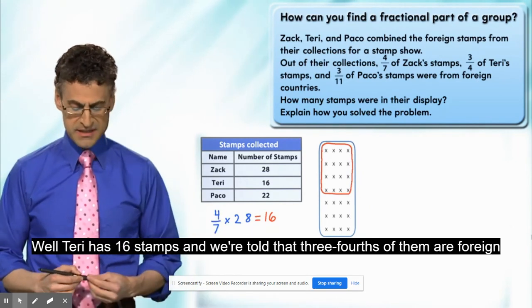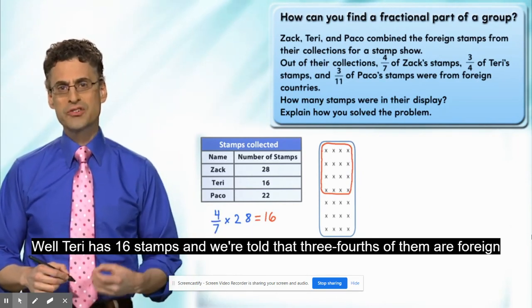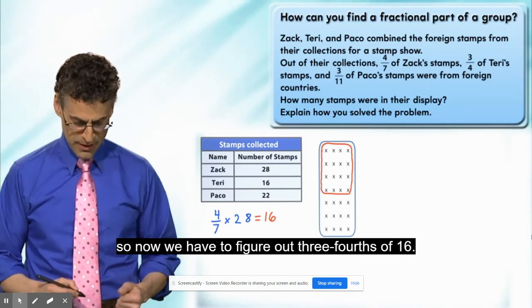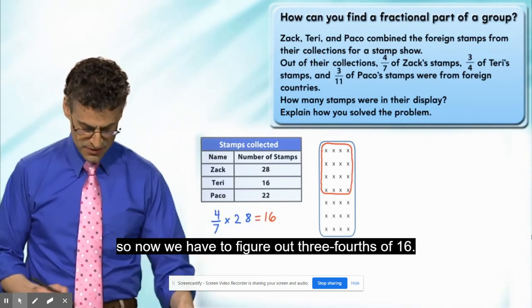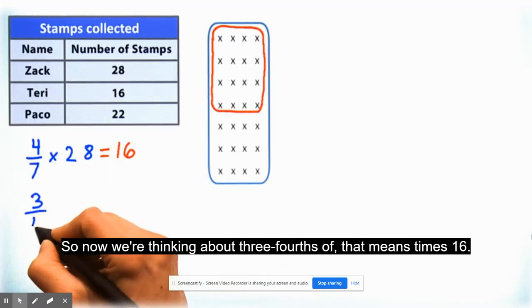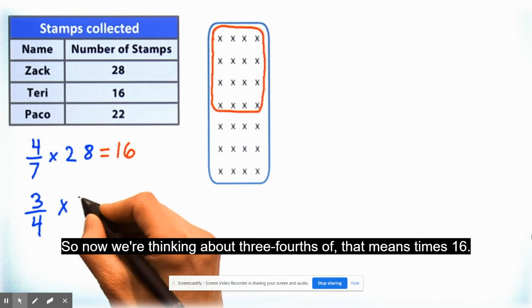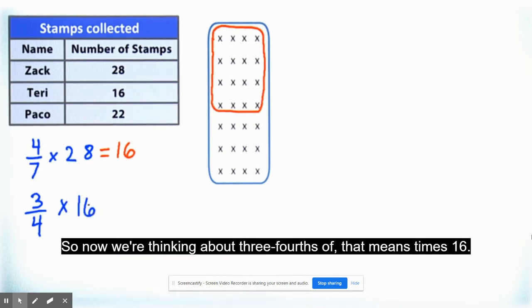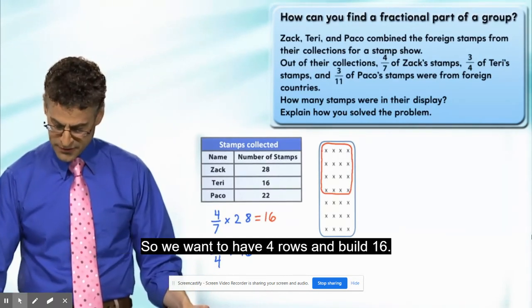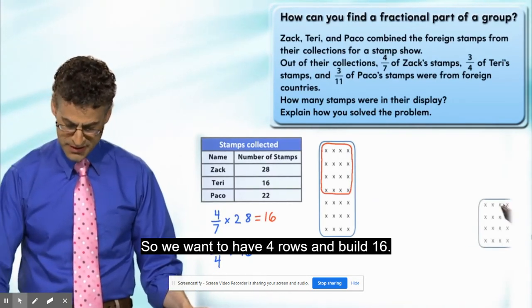Now, what about Terry? Well, Terry has 16 stamps, and we're told that 3/4 of them are foreign. So now we have to figure out 3/4 of 16. So now we're thinking about 3/4 of, that means times 16. So how do we model that? Well, the way we model that is we want to write 16 in terms of 4. So we want to have 4 rows and build 16.